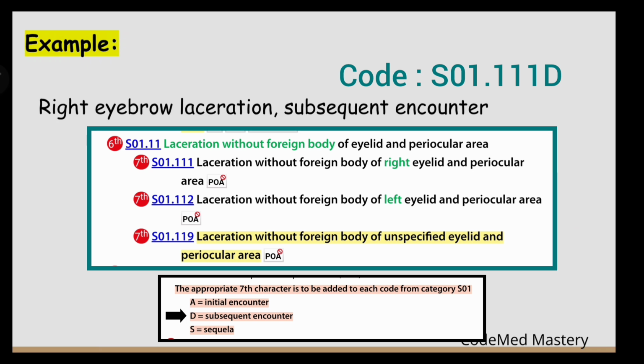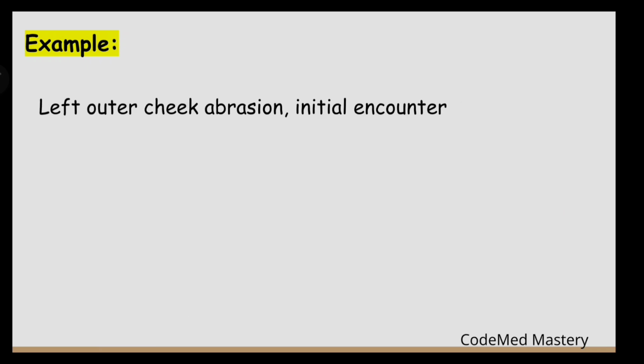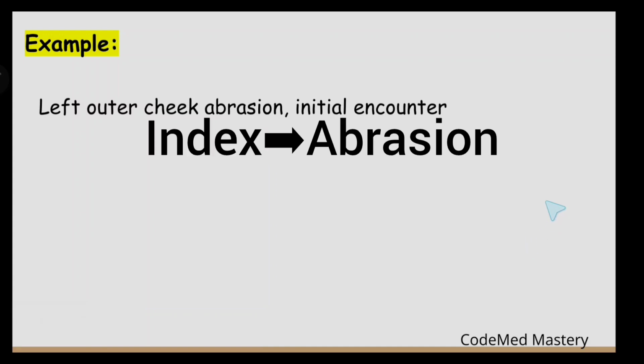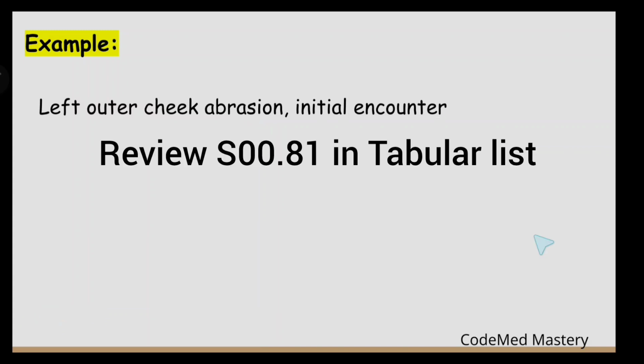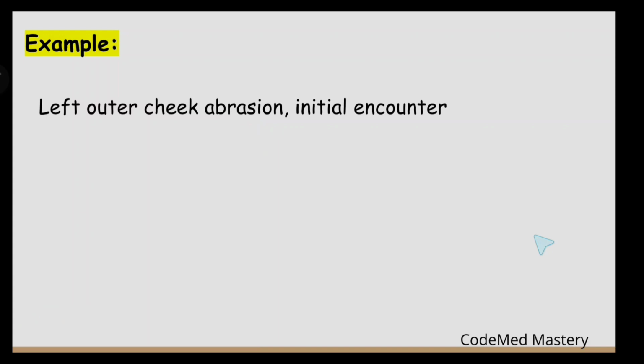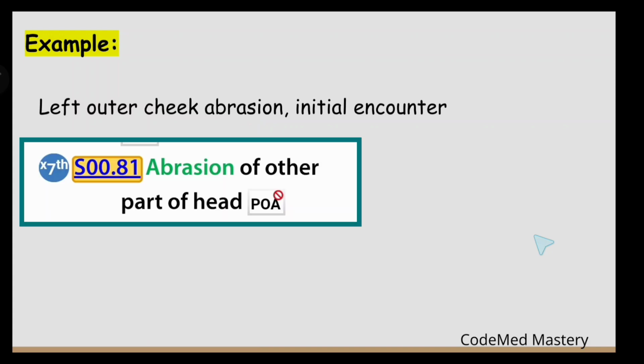Let us see another example. Left outer cheek abrasion, initial encounter. Here the main term is abrasion. So in the index we have to look for abrasion. Here they have mentioned cheek abrasion, right? So under abrasion we have to check cheek. We are referred to the code S00.81. Now we have to review the code in the tabular list. When we check the code S00.81 in the tabular list, that is for abrasion of other part of head, a seventh character is needed, right?